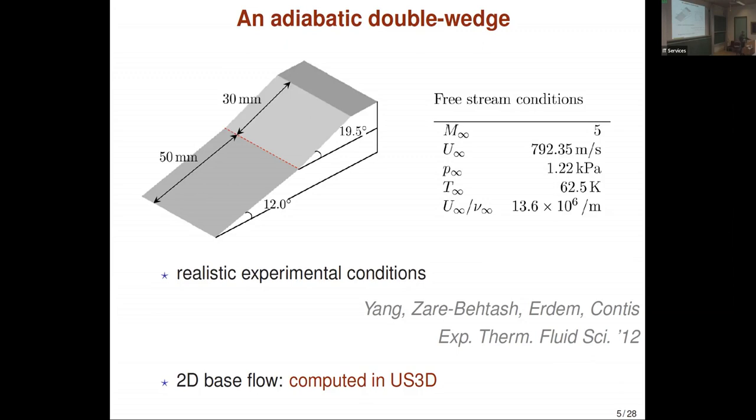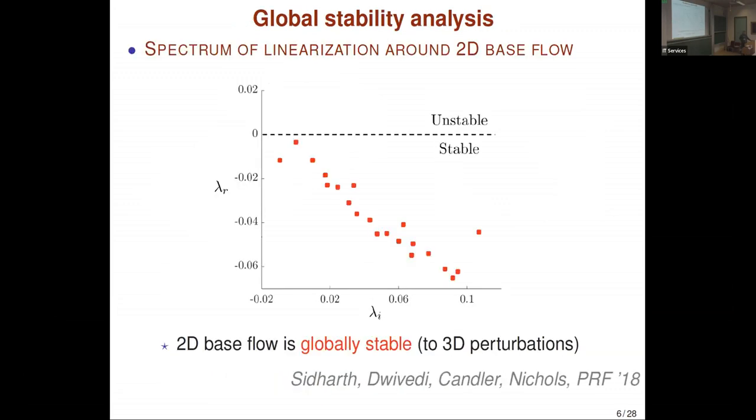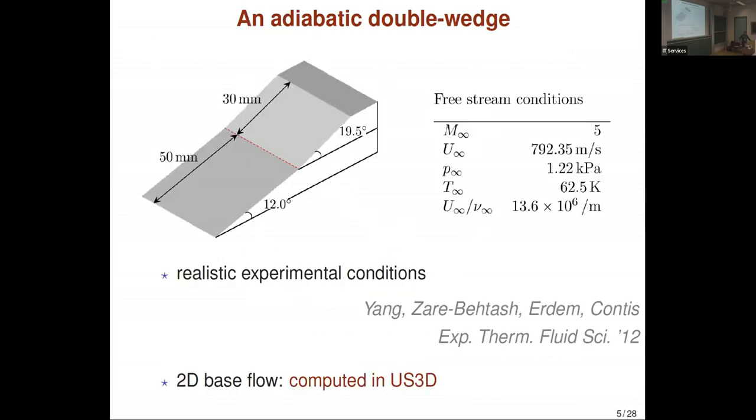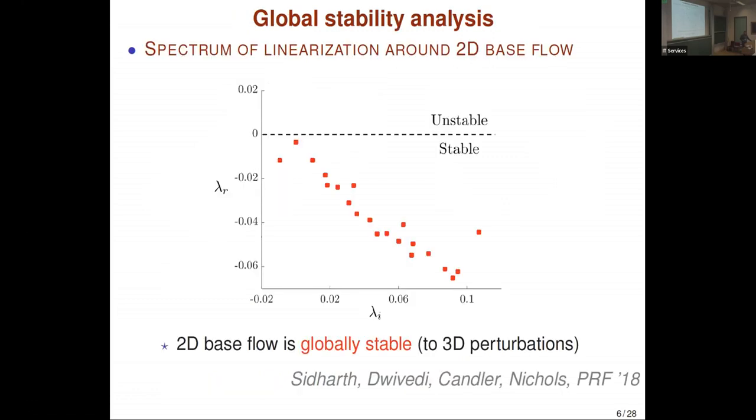Once you have the 2D base flow, you can ask a number of questions. For example, you can study linear stability properties, and this study was done a few years ago by Graham Candler and his group at the University of Minnesota. They showed that for these experimental conditions, there are no modal instabilities around the underlying 2D base flow. Namely, the entire spectrum is in the stable region, which implies that your 2D base flow is globally stable to three-dimensional perturbations. So if you were hoping that eigenvalue analysis would give you insight into transition mechanisms, unfortunately, the spectrum is in the stable region, and this analysis turns out not to be very informative.